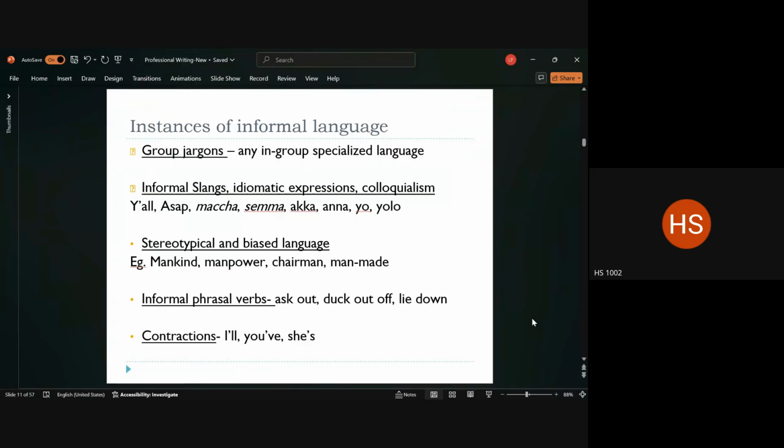Man-made. How do you change man-made to something that's more neutral? Synthetic, artificial. Synthetic or artificial. That is one thing that you can do. Those are some of the few words that you can use to replace man.